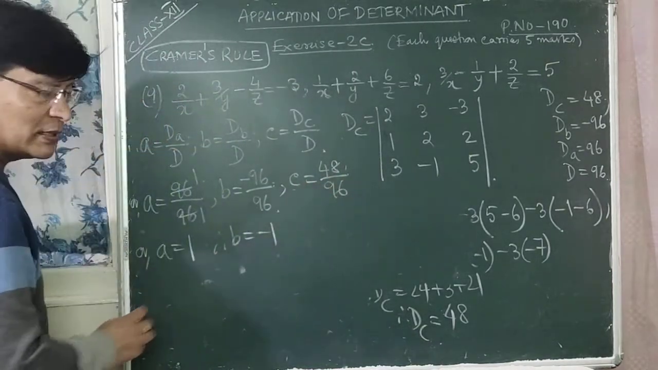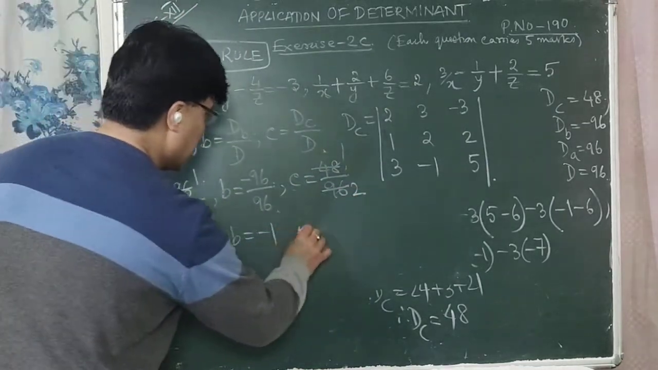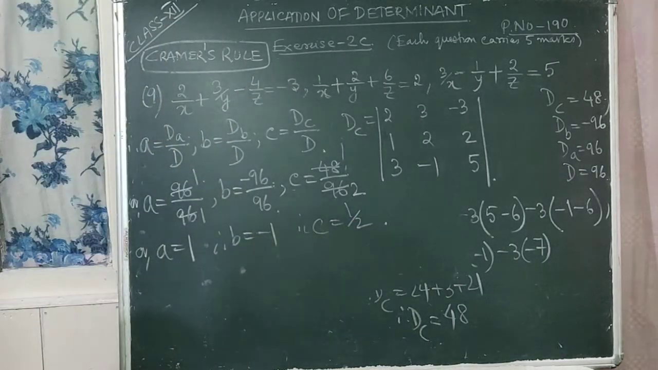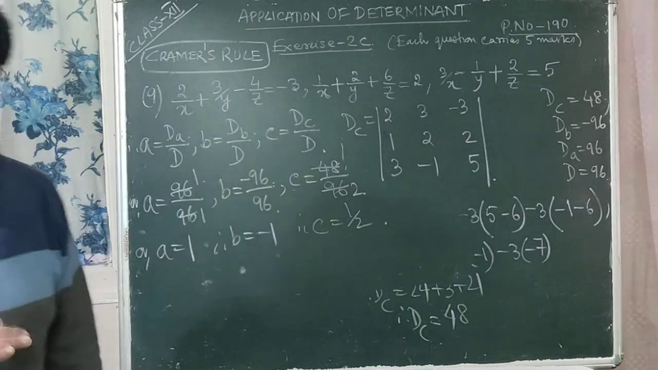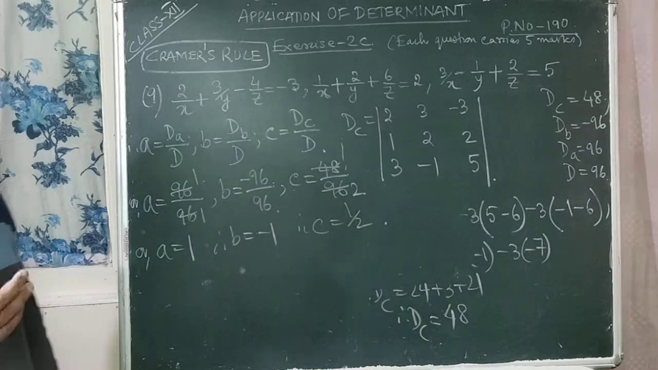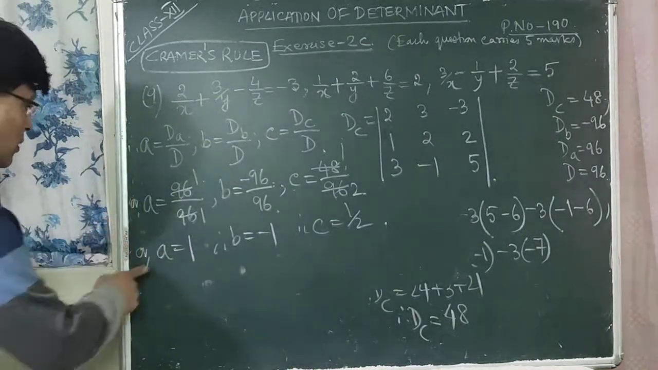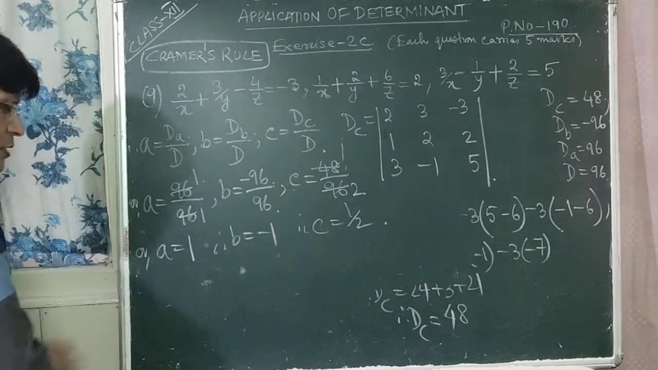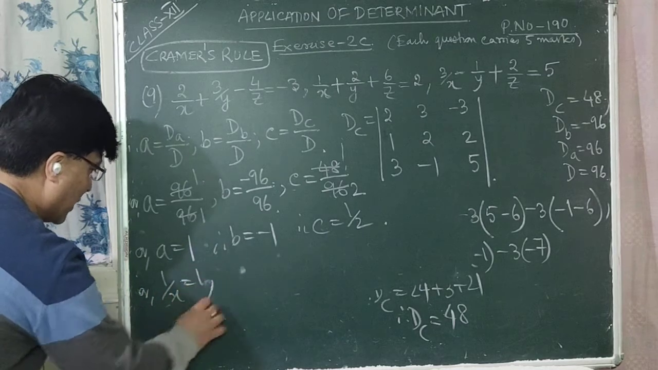Right? So 48 ones are 48, 48 twos are 96. That means C is equal to half. So we get the values of A is equal to 1, B is equal to minus 1 and C is equal to half. But in this case you have to calculate the values of X, Y and Z, right? So now what was the value for A, B and C we had assumed? A was 1 upon X, write down. It is 1 upon X is equal to 1.